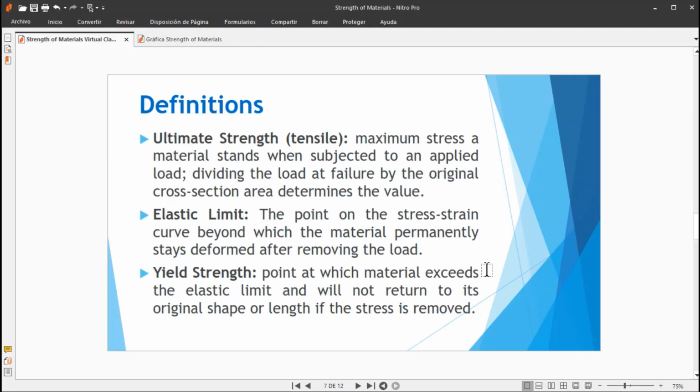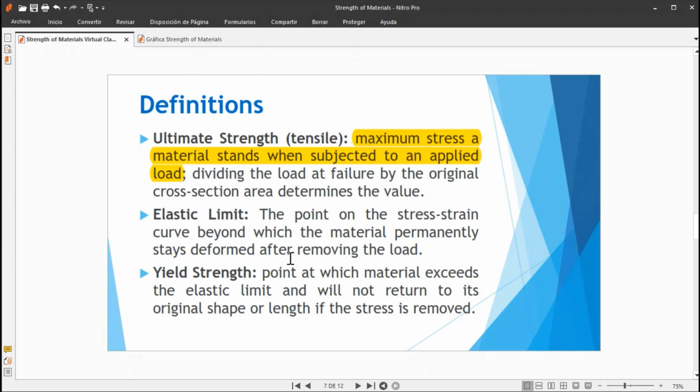Let's go back. So ultimate strength, maximum stress a material stands when subjected to an applied load. I would say that this is the essence of the concept. Dividing the load at failure by the original cross-section area determines the value. As simple as this, the maximum stress, remember that stress is force divided by area or load divided by area, a material stands when subjected to a load.